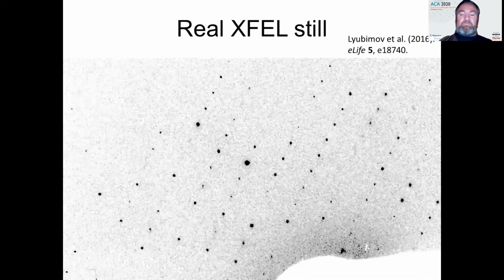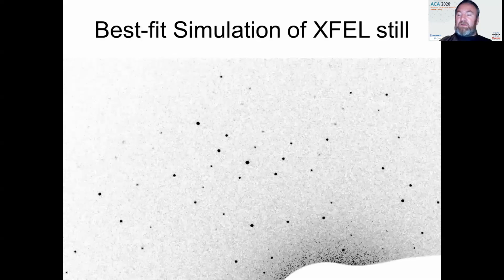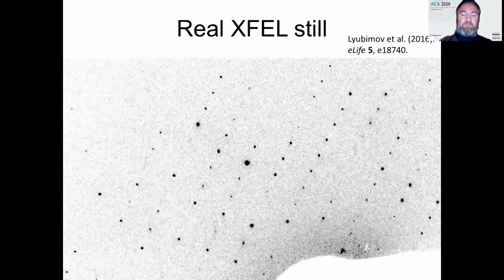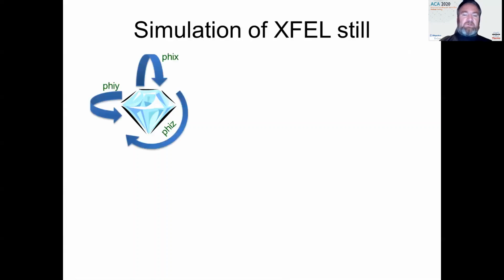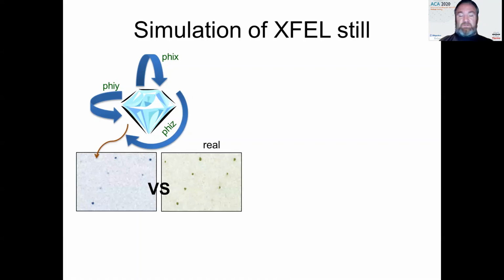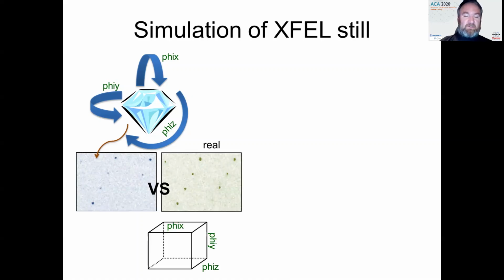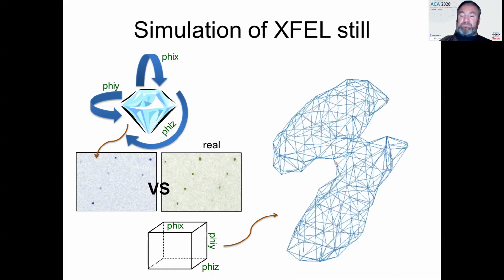You can see it's under-predicting, but if I increase the mosaic spread, it actually makes things worse. It predicts more than it should. So what I did is I said, okay, let's just tilt the crystal around all three axes and calculate the correlation coefficient between the two images, the real and the fake. And you can just plot those numbers on a 3D grid. A 3D grid is an electron density map, and you can look at that map in COOT.